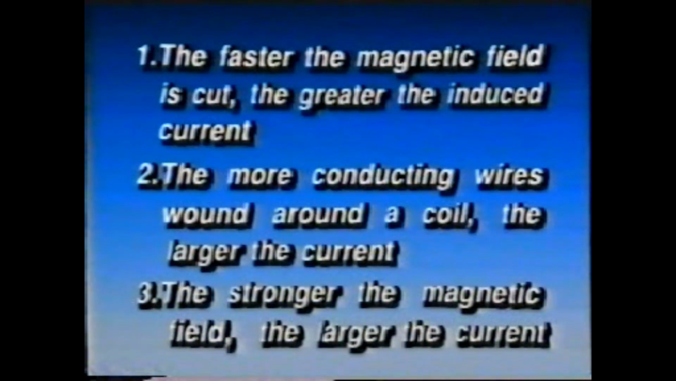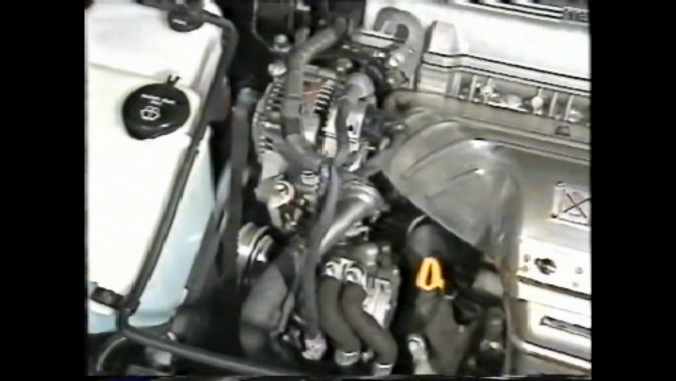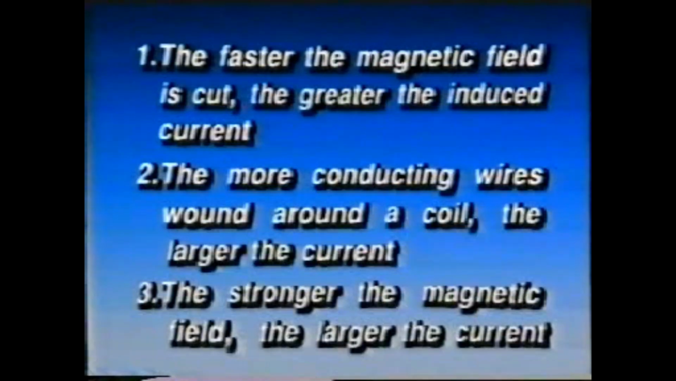As we explained when we talked about induced current, there are three ways for varying the generated current: the speed at which the magnetic field is cut, the number of coil windings, and the strength of the magnetic field. If one of these is changed, the generated current changes also. With the alternator, however, the speed at which the coil cuts across the lines of magnetic force depends on the rotational speed of the engine. Furthermore, since the number of windings is of course fixed, the voltage can only be controlled by changing the strength of the magnetic field.